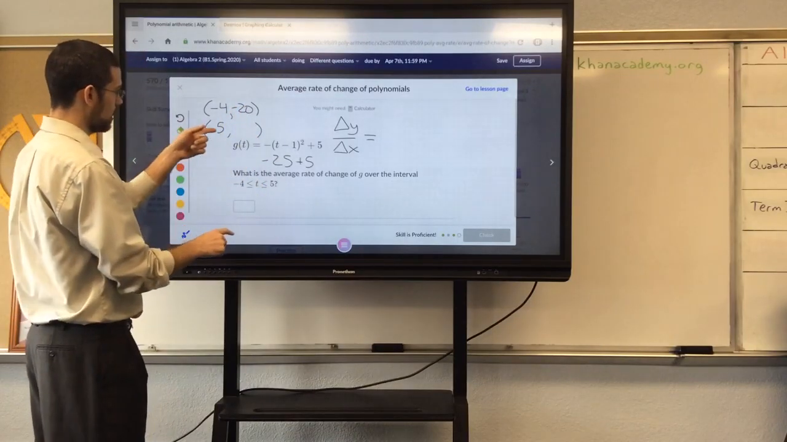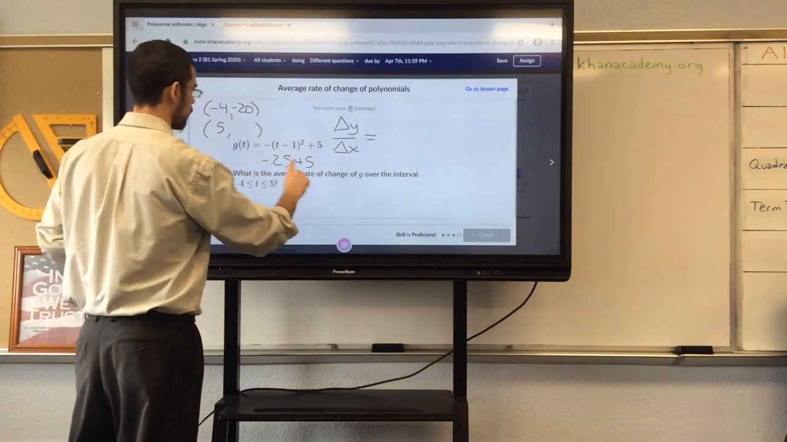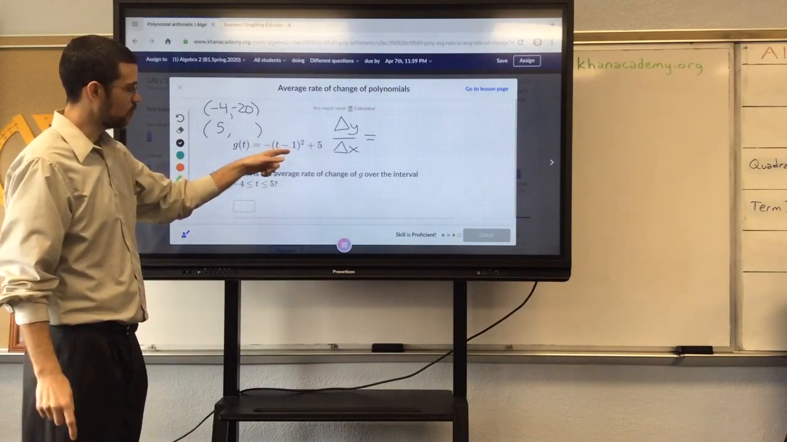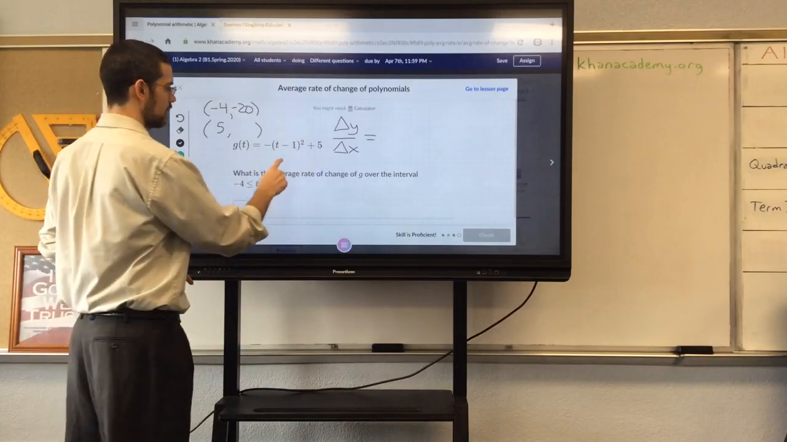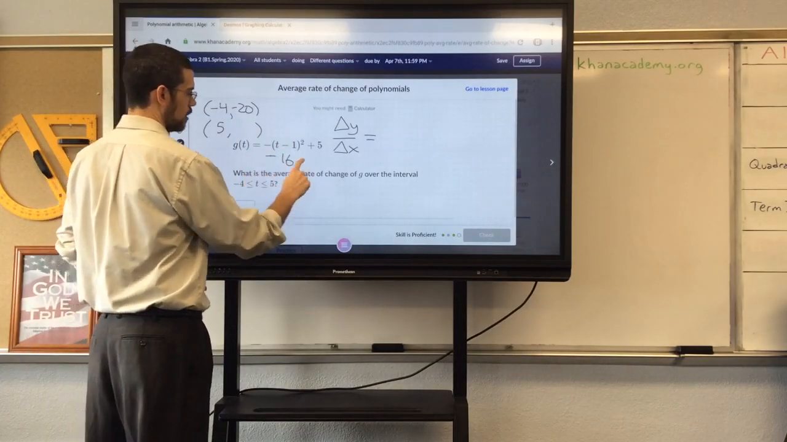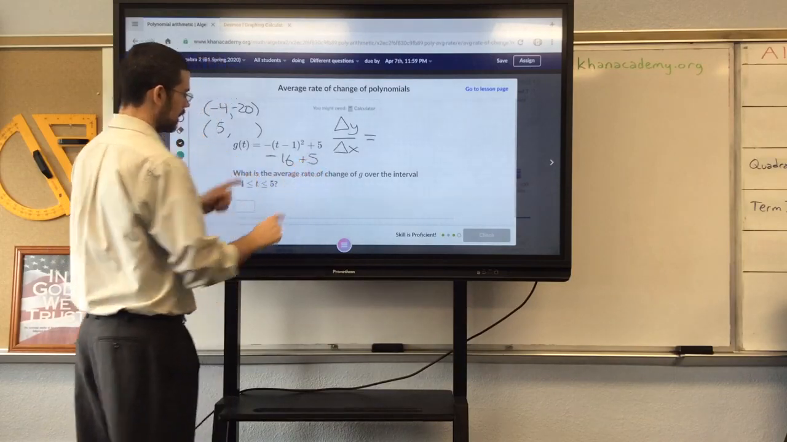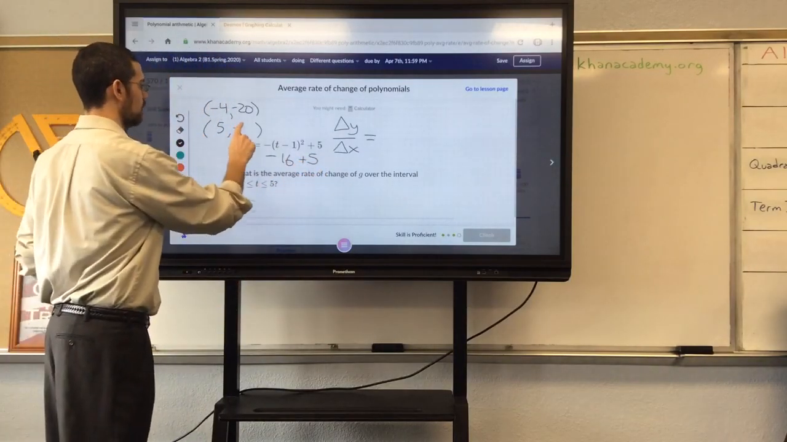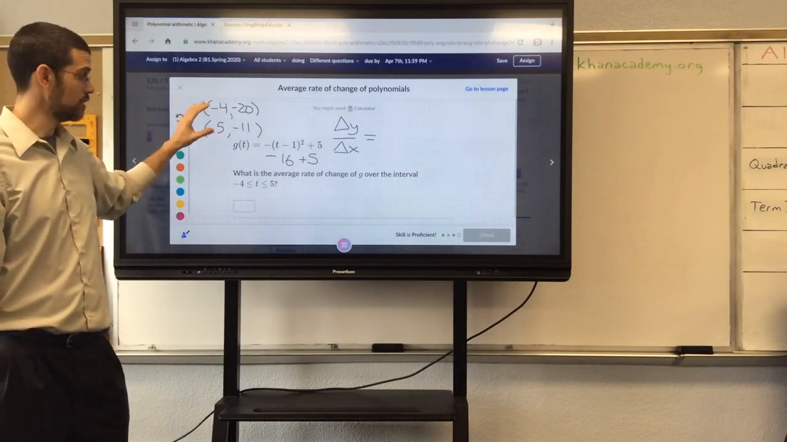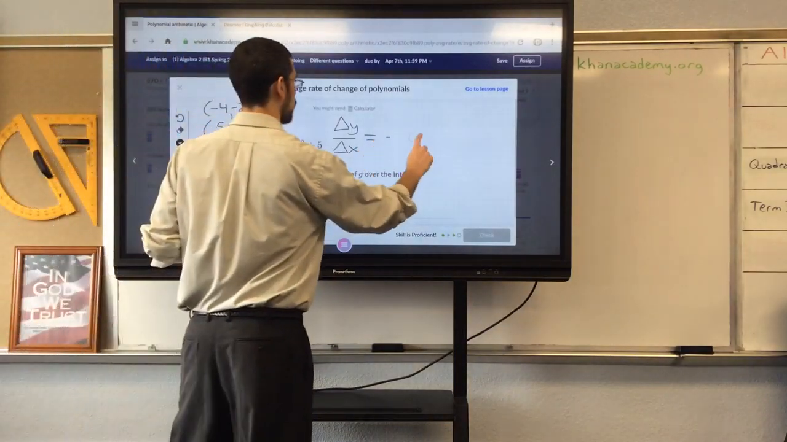And then we're going to check what happens when t is 5. When t is 5, 5 minus 1 is 4. 4 squared is 16. But we have this negative out front. So negative 16 plus 5 is negative 11. Now we've got the coordinates for these points, so we can figure out our slope.